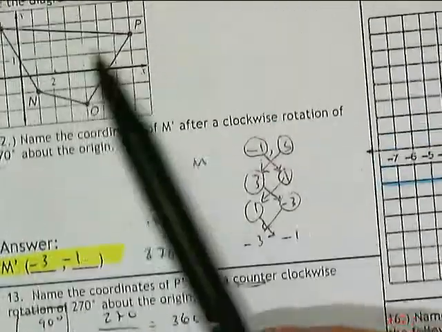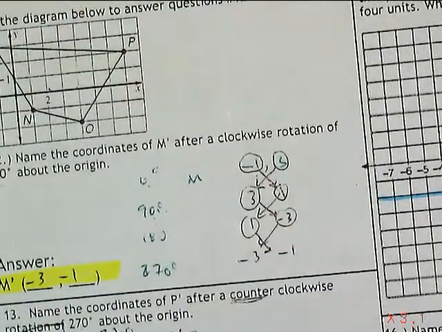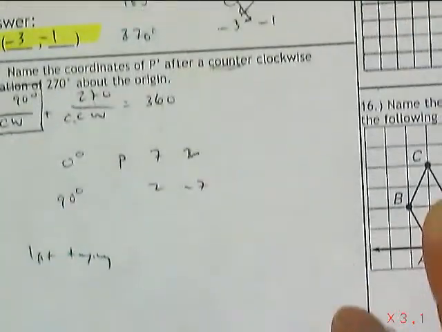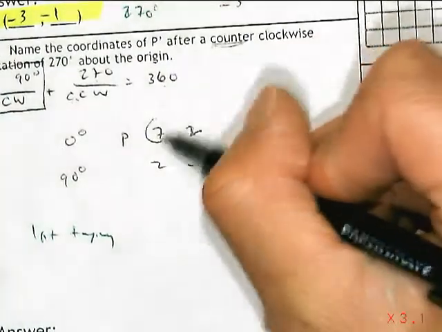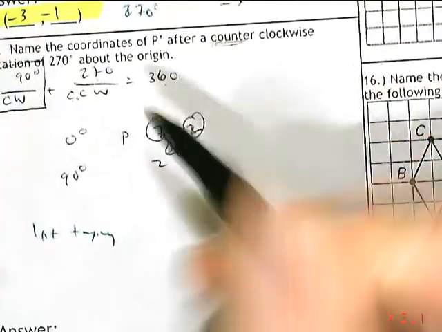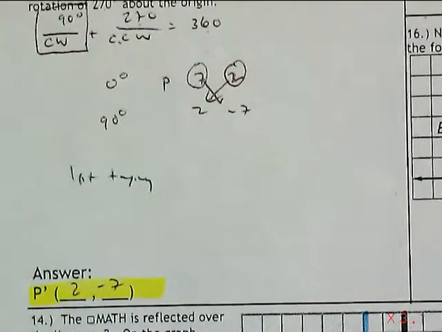P has the coordinates of 7, 2. Should be 2 right there. So I'm just going to change the sign of +7, that becomes -7, and then you switch places. Your answer is 2, -7.